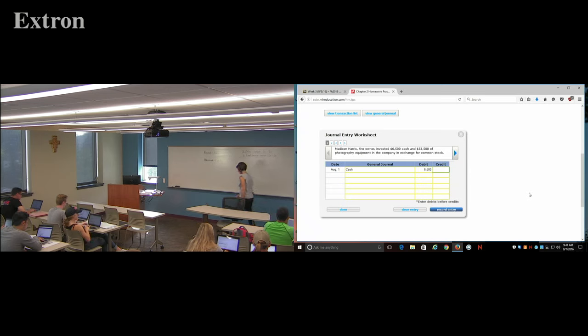Okay. What else should be increasing? What else did she give to the company? Photography equipment. So you've got your drop-down list now. If you start typing in photography, the word photography, it'll pop up. So we've got photography equipment in the amounts of $33,500. Okay. So I'm done with my debits, right?